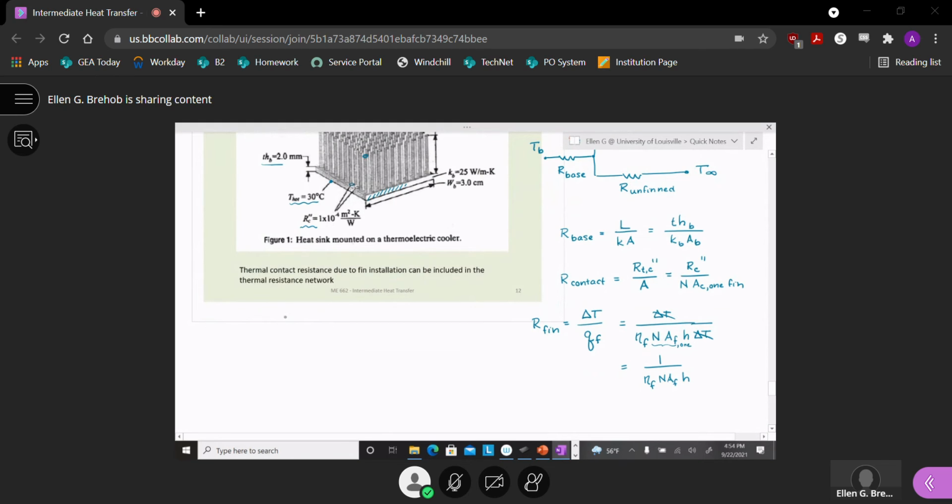And then the last resistance we have to look at is for the unfinned surface. In general, I think of 1 over hA. This one really is just coming up with that area. So h, we are given that for this problem. And the area is A base minus however many fins we have, times the cross section of one fin.